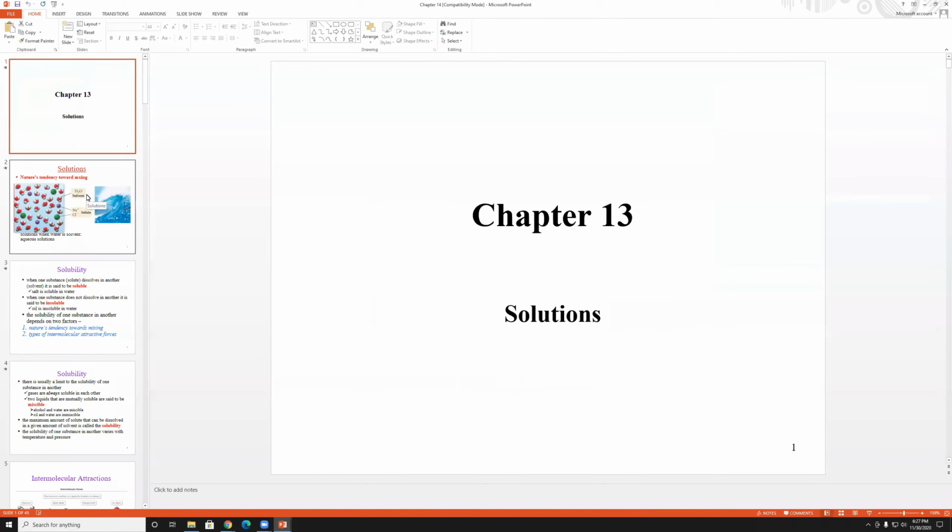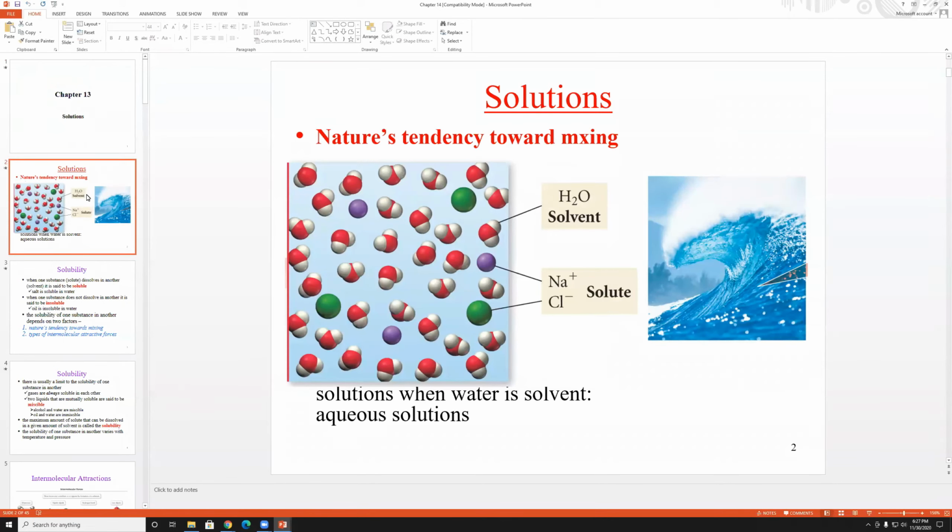So in chapter 13, we have solutions. We're going to be learning about different solutions and solubility and how solutions are made. Now, solutions are the mixing of two different things, as we know, and they involve two parts: solvent and solute. So the solvent is whatever the solute is dissolved into.